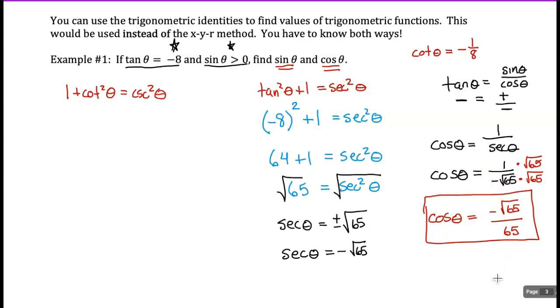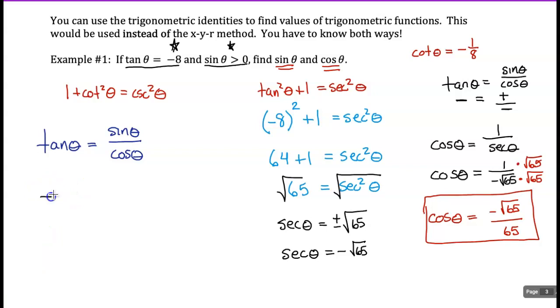Lastly, they want us to find the sine. And while you could start all over and use the Pythagorean identity to get cosecant and flip it, now that you have two trig functions of an angle, you can probably use one of the other easier trig identities. Now that we know tangent, we know that tangent is sine, which is what we're looking for, over cosine, and we actually have tangent and cosine.